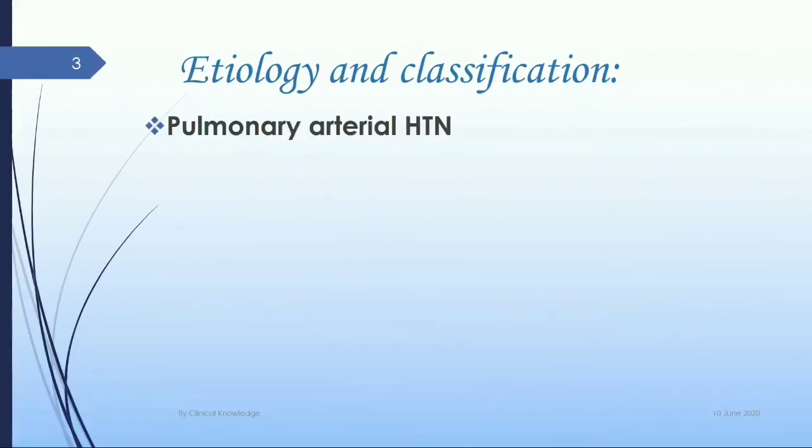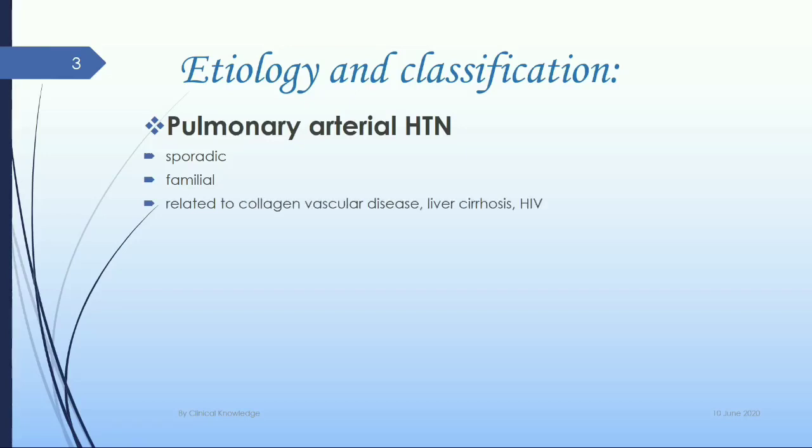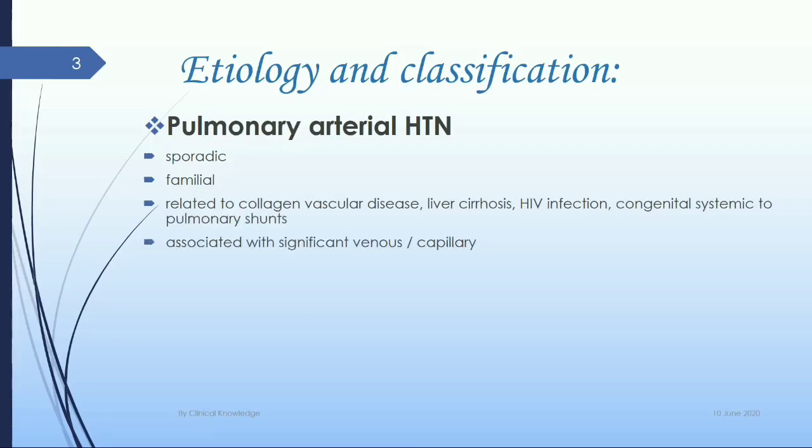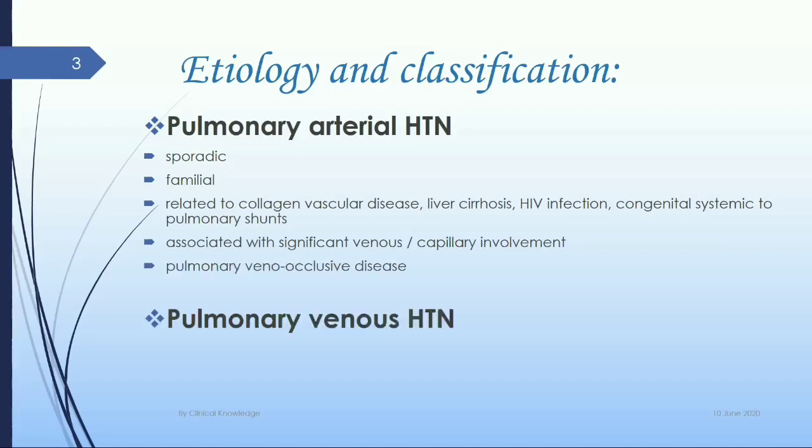Etiology and classification: pulmonary arterial hypertension, sporadic, familial, related to collagen vascular disease, liver cirrhosis, HIV infection, congenital systemic to pulmonary shunts, associated with significant venous capillary involvement, pulmonary veno-occlusive disease, pulmonary venous hypertension, left-sided atrial ventricular heart disease, left-sided valvular heart disease.